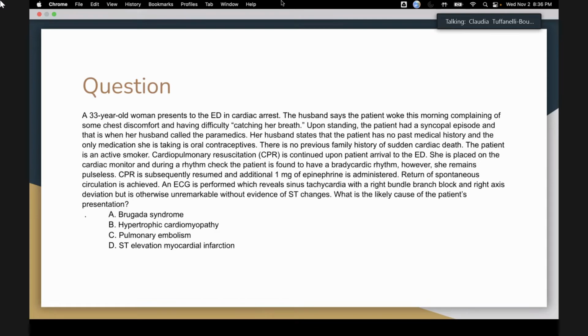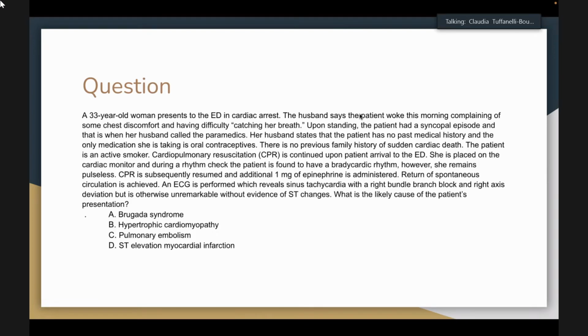Cardiopulmonary resuscitation is continued upon patient arrival to the ED. She is placed on the cardiac monitor, and during a rhythm check, the patient is found to have a bradycardic rhythm. However, she remains pulseless. CPR is subsequently resumed. An additional 1 milligram of epi is administered. Return of spontaneous circulation is achieved. EKG is performed, which reveals sinus tachycardia with a right bundle branch block and right axis deviation, but is otherwise unremarkable without evidence of ST changes. What is the likely cause of this patient's presentation? A, Brugada syndrome, B, hypertrophic cardiomyopathy, C, pulmonary embolism, or D, ST elevation myocardial infarction?